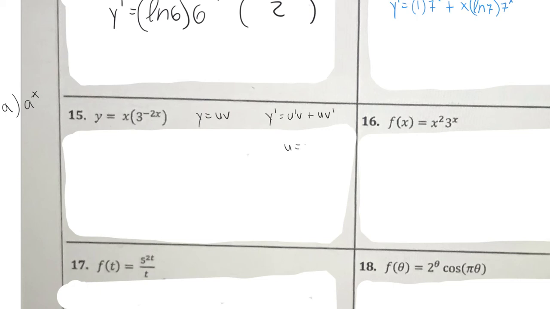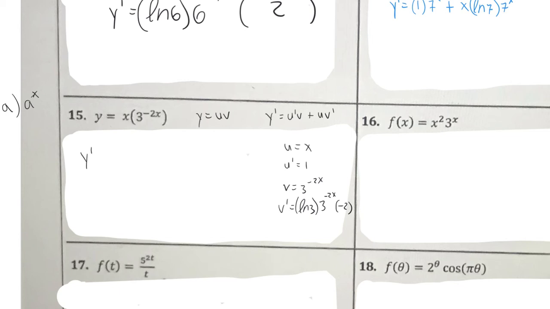So let's say that u is equal to x, therefore u prime is 1. We're going to say v is equal to 3 to the negative 2x, therefore v prime, and we're going to be very careful, it's going to be ln 3 times the original thing, which is 3 to the negative 2x, times the derivative of that weird exponent, negative 2x. Well, that is negative 2. All right? So that's how that works.